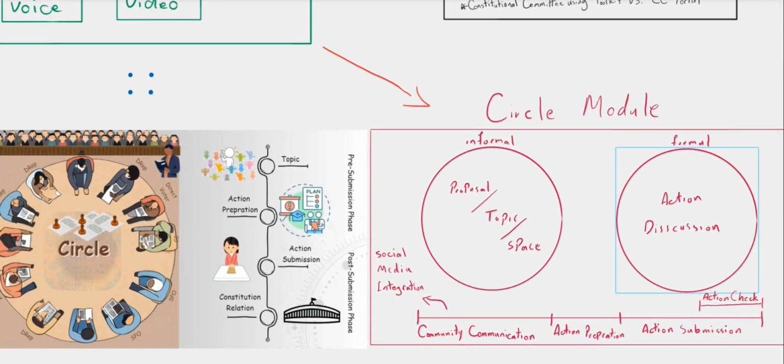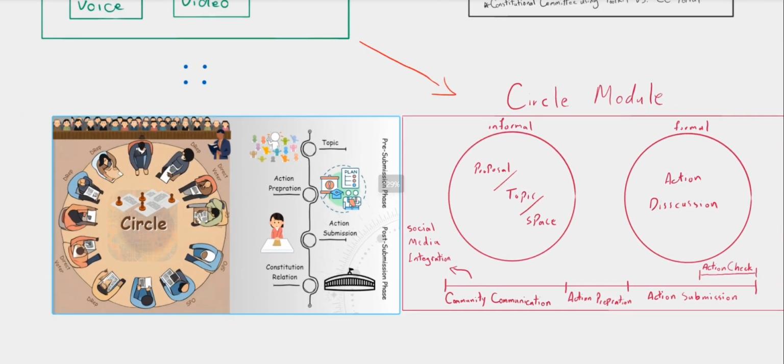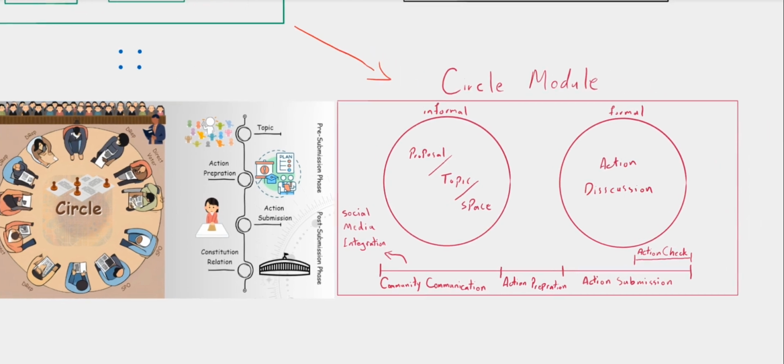The Circle is one of the very important modules in our platform. As you can see, the name comes from the round table, to give the feeling of being equal around a table. It consists of two phases, pre-submission and post-submission.